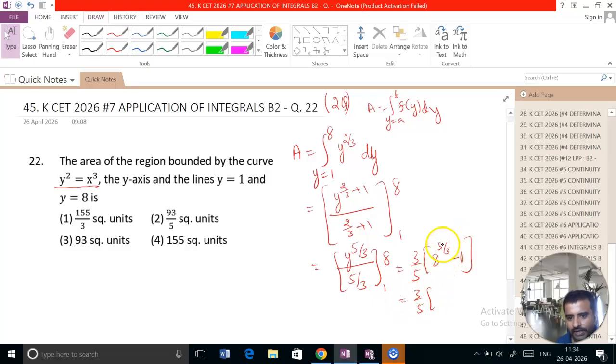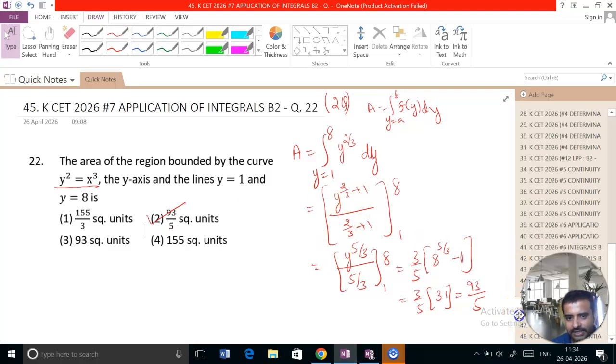And what is the cube root of 8? First we have to take the cube root. The cube root of 8 is 2. 2 to the power of 5 is 32. 32 minus 1 is 31. So what is 31 into 3? It is 93 by 5. Option 2 is the right answer for question number 22. I hope you all got the answer for this. Is it clear, everyone? Easiest one.